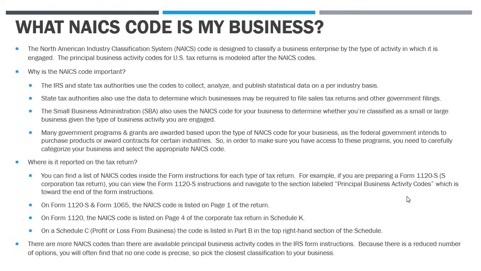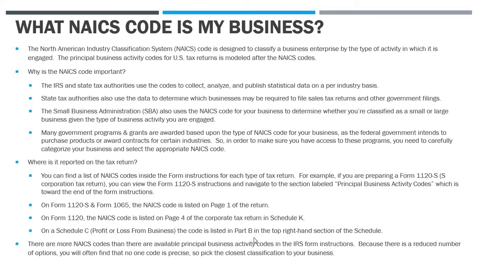Now, where is it disclosed on the return? For S Corp returns and partnerships, this code is listed on page 1. For Form 1120 corporate returns, the NAICS code is going to be listed on page 4 of the corporate return in Schedule L. That's where you indicate the type of business you're conducting, and you would enter the code. Now, if you're a sole proprietor, so if you have no legal entity set up, or if you have a single member LLC that's disregarded, you're going to be filing a Schedule C. That code is going to be listed in Part B in the top right-hand corner of the Schedule C.